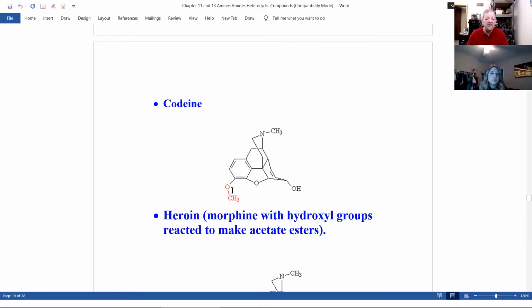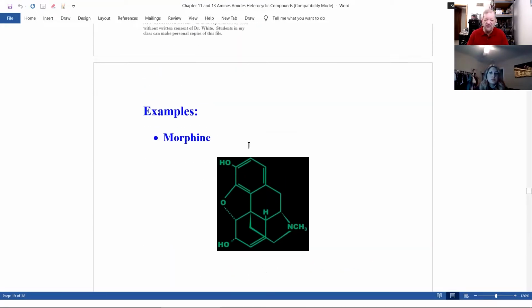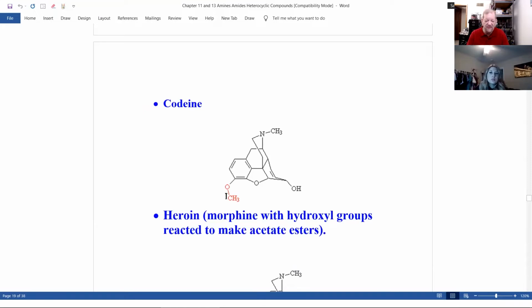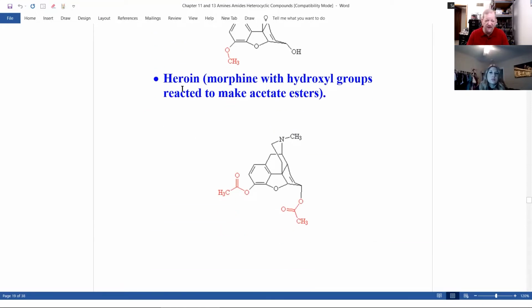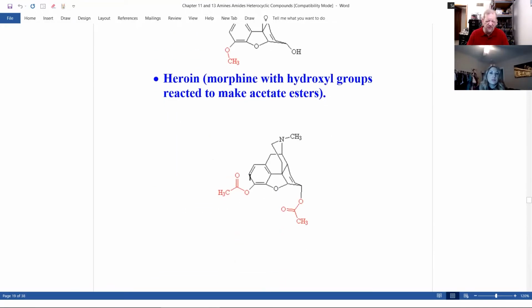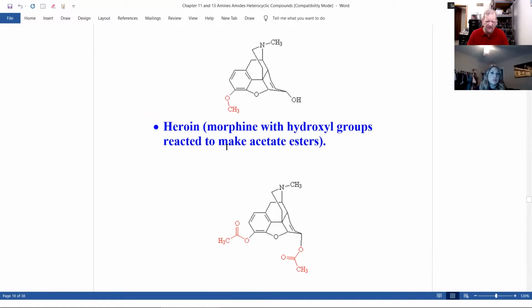But anyways, the difference here is by changing this alcohol to an ether, which you know how to do, or I could show you, you have codeine. Now, an illegal drug is heroin. And what you can do is take morphine, or you can convert, and don't try this at home, it's legal and the feds know about it, convert codeine also into heroin.